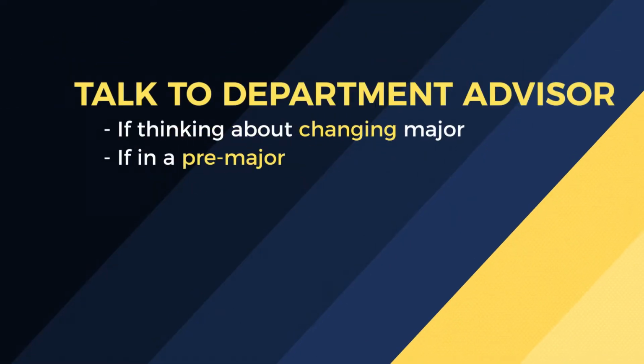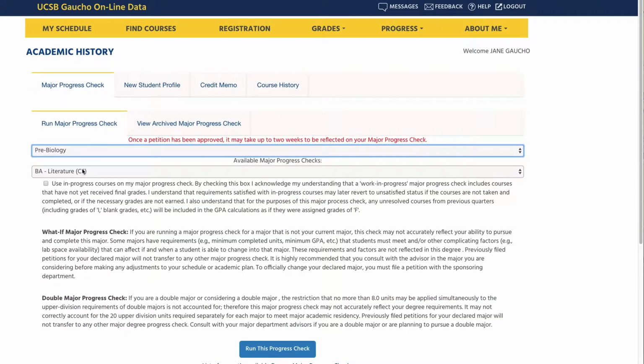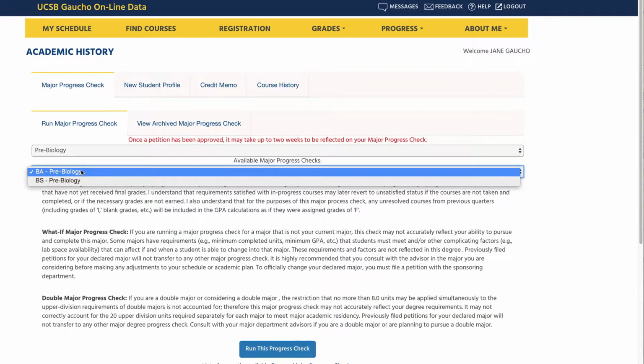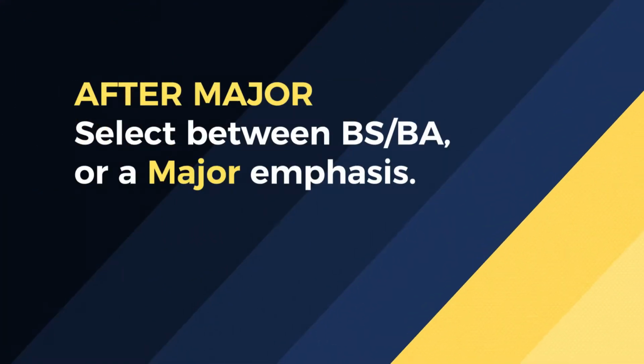Keep in mind that if you are considering changing your major direction or are in a pre-major, then it is especially important to be working directly with advisors in the department. Also, some pre-majors can lead into either BA or BS degree programs, like pre-biology, for example. So in those cases, you should make sure to select the appropriate intended degree program under the second drop-down menu so that you will see the appropriate GE requirements for that particular type of degree program. That second drop-down menu is also where students can choose between the different emphases available under a particular full major.